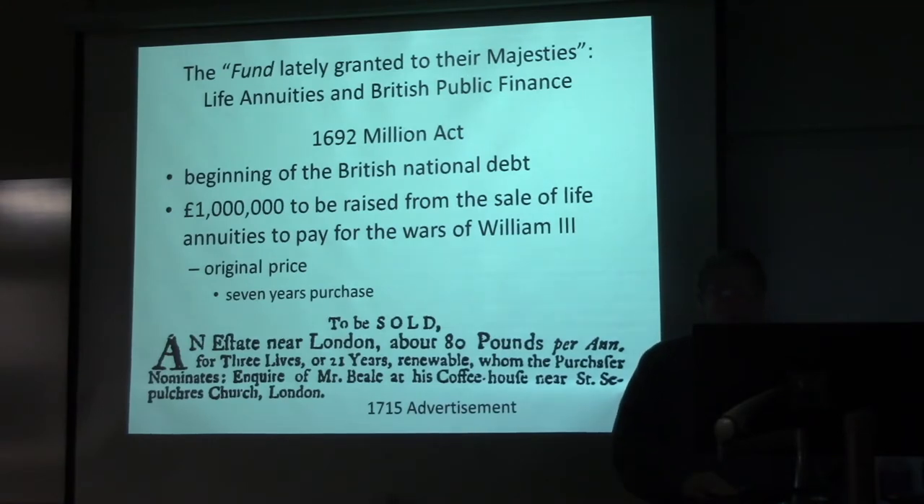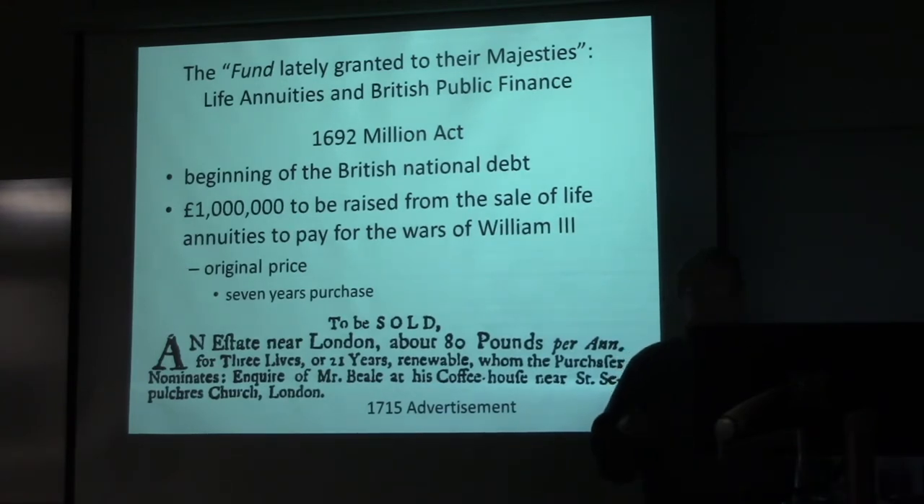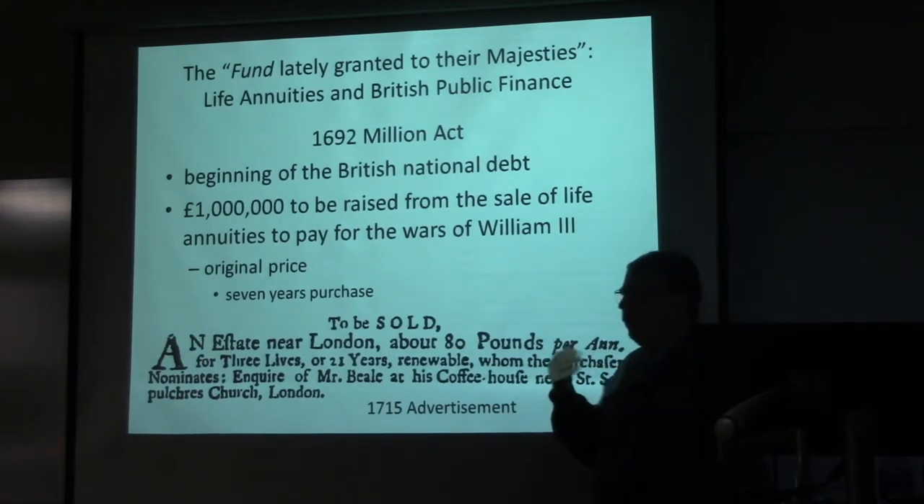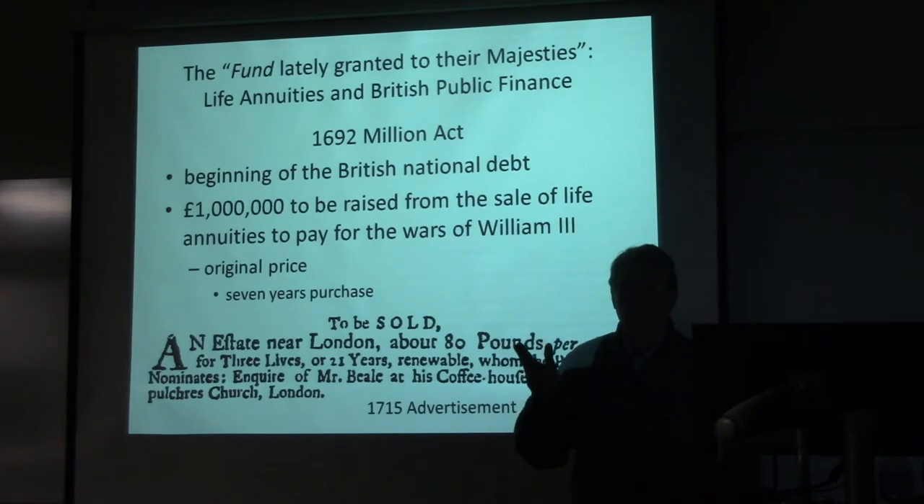In Halley's paper, he talks about the fund lately granted to their majesties, and then what was called the Million Act of 1692, which was to raise £1 million by selling life annuities to pay for the wars of William III. So the original price to get a life annuity of £1 a year was 7 years' purchase. Or if you wanted £50 a year as your life annuity, you paid 50 times seven to get that amount. So that really amounted, in terms of an interest rate, to the government paying around 14% on the money. And that was because they desperately needed the money and the risk was high of not being able to pay the loan. And because the more risk you have, the higher the interest rate.